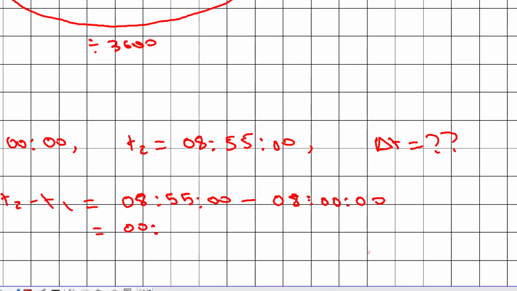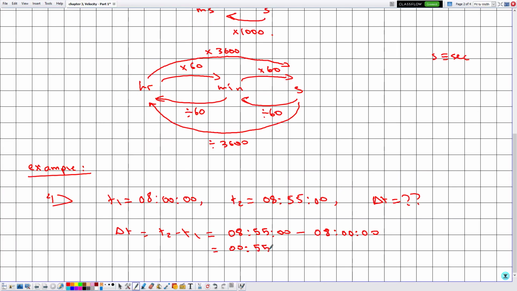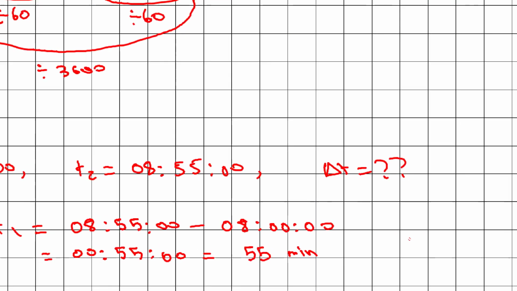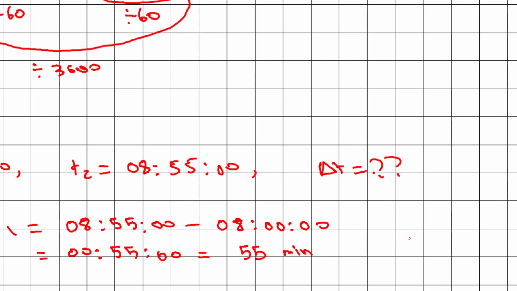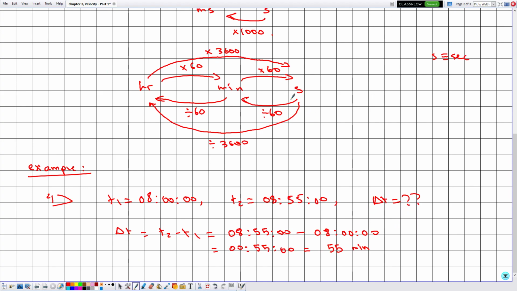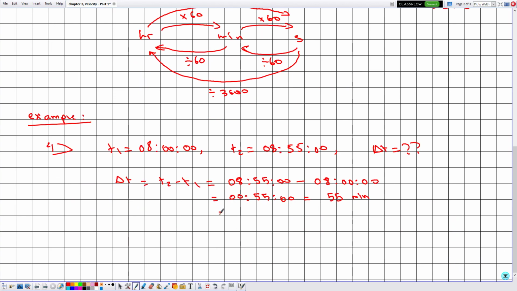As for the minutes, 55 minus 0 is 55. And for the seconds, we have no seconds, so this is given by 55 minutes. But notice that here they didn't specify the unit, so we're asked to calculate it in seconds. Knowing that from minutes to seconds we simply multiply by 60, this is given by 55 multiplied by 60. Now plugging this on the calculator, the value of the duration is 3300 seconds. So delta t is equal to 3300 seconds.